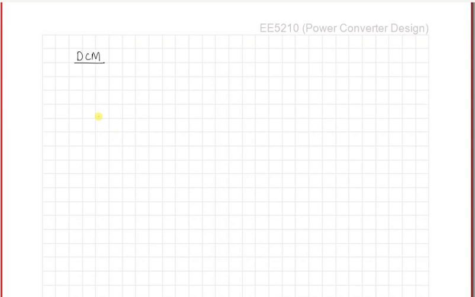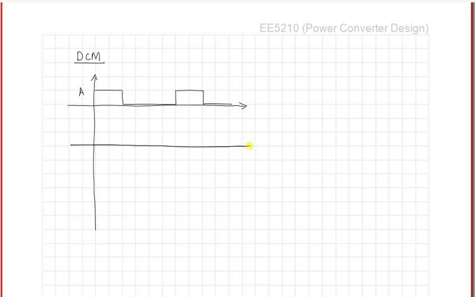Right, so in DCM operation, if you draw the waveforms, you have a portion for which the switch is on, so this is the switch A, and a portion for which the switch is off, and so on. And the inductor current in this case will be discontinuous.